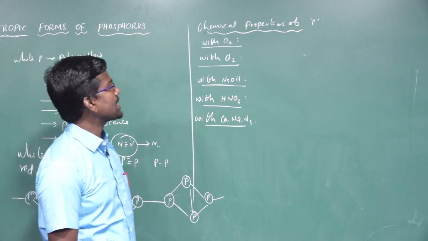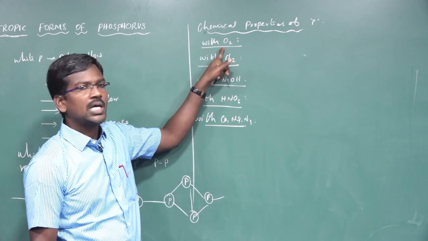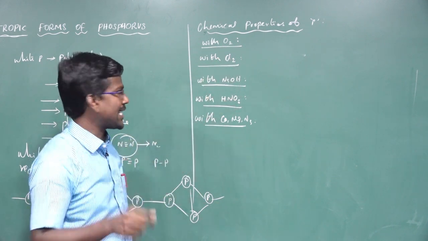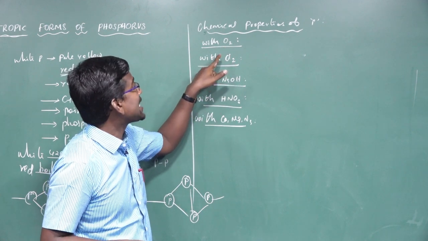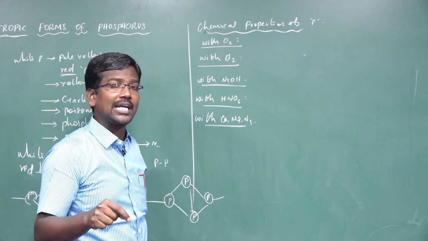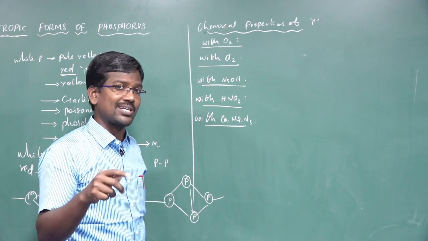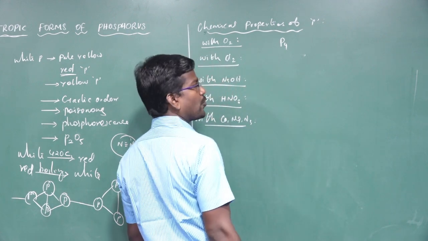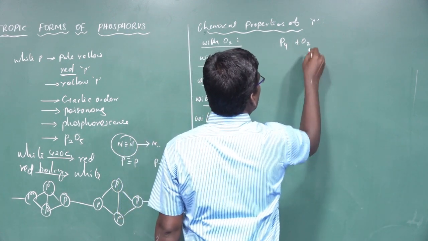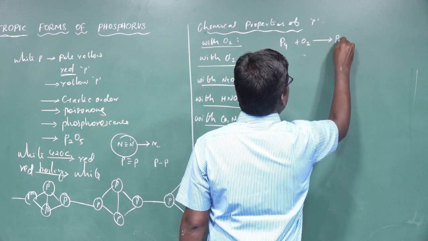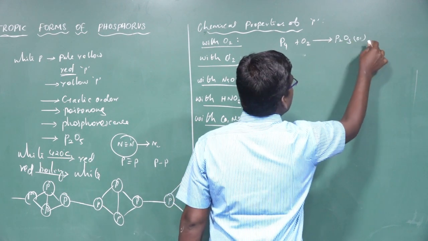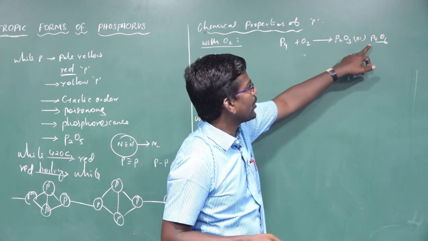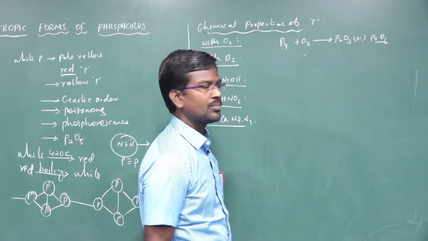First, the phosphorus reaction with air, O2. Yellow phosphorus readily catches fire. It gives dense white fumes of phosphorus pentoxide. Red phosphorus reacts with air upon heating to produce phosphorus trioxide as well as phosphorus pentoxide. Phosphorus is P4, because the atomicity of phosphorus is 4. It reacts with air O2 to give phosphorus trioxide, P2O3 or P4O6.